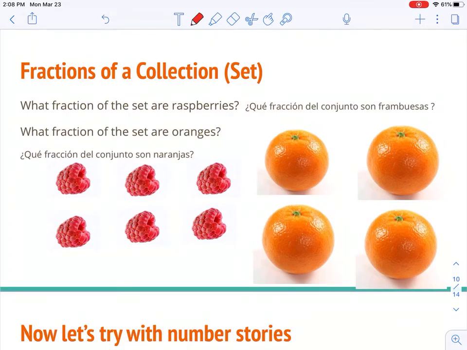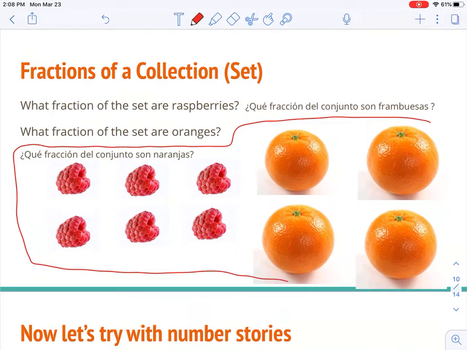All right, let's try another one like that. So which fraction of the set are raspberries and what fraction of the set are oranges? So for this, the set includes all of the fruits. Okay, so your set is not these, all of these things together make one set. So what would be our denominator for this problem?